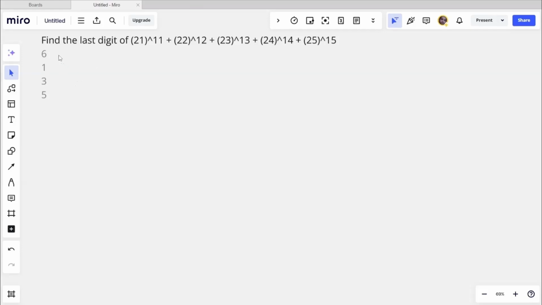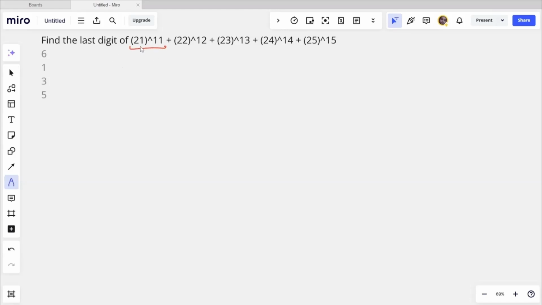The question is saying: find the last digit of 21 raised to the power 11 plus 22 raised to the power 12 plus 23 raised to the power 13 and so on. Our options are 6, 1, 3, 5. The question looks hard, but it is not if you know the concept of power cycle. So let's try to solve this part of the expression first.